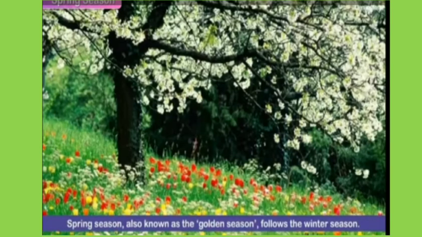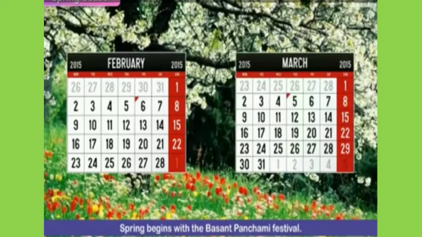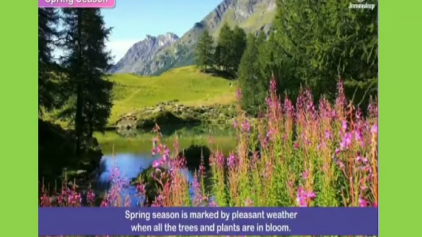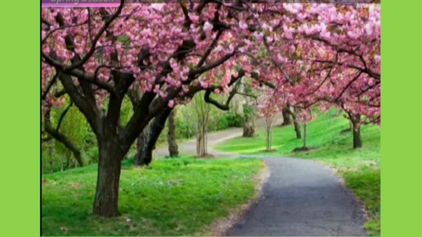Spring season. Spring season, also known as the golden season, follows the winter season. Spring begins with the Basant Panchami festival. See in this calendar. Spring season is marked by pleasant weather when all the trees and plants are in bloom, when the crops ripen and the fields look golden with crops ready for harvesting. Nature looks its best during this season.